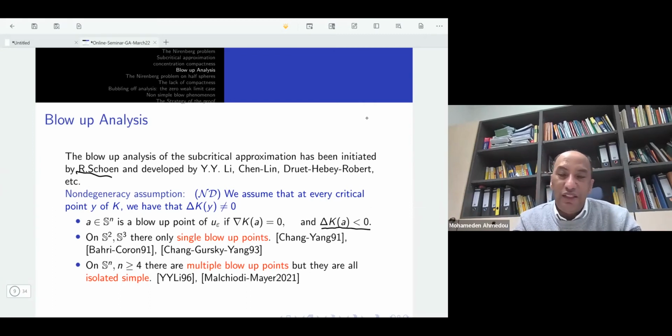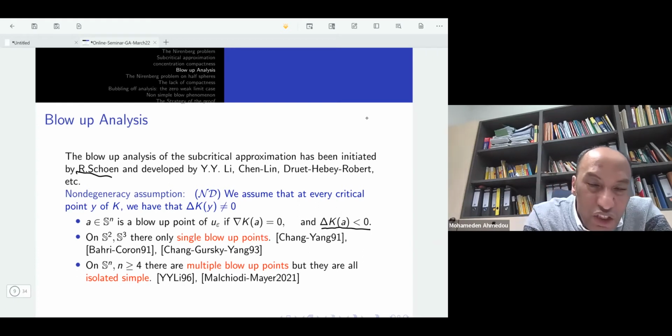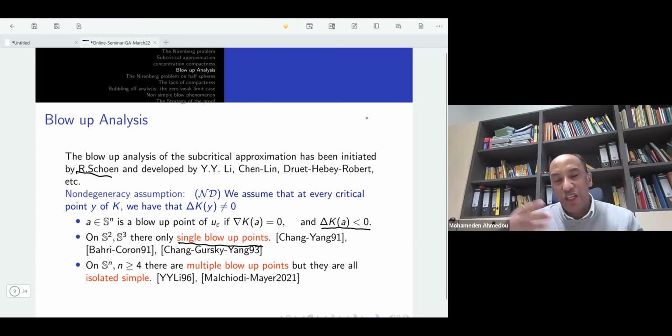This is in general, but you can be more specific if you look at the dimension. For example, if the dimension is 2 or 3, there is only one single blow-up. So if you have a sequence of blowing-up solutions, u epsilon will blow up only one time, and all these blow-ups are also simple. Now if n is bigger than or equal to 4, you do have, generically, multiple blow-ups, but they are all isolated.